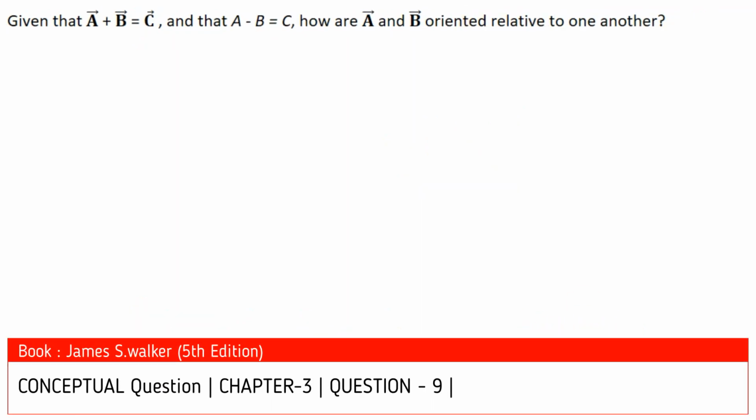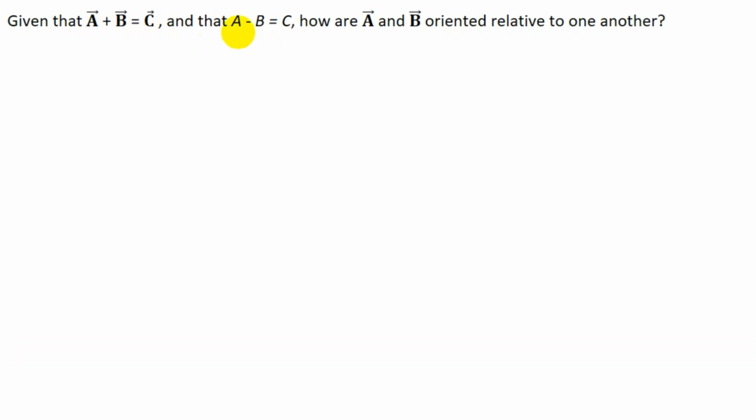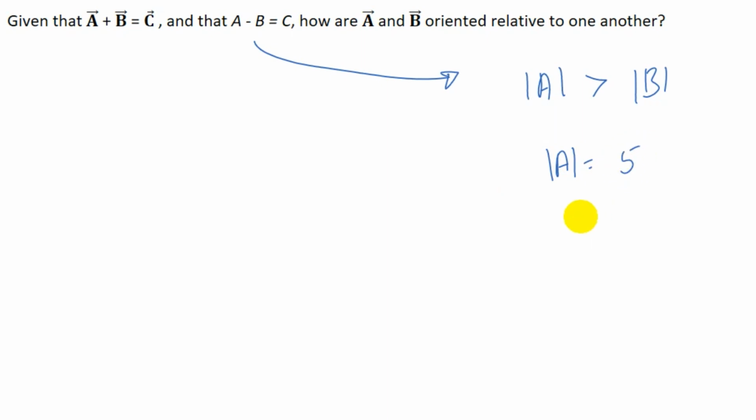So here in this question we are given that vector A plus vector B is equal to vector C, and also the magnitude of A minus the magnitude of B is equal to the magnitude of C. Then we need to tell how vectors A and B are oriented relative to one another. From here we can say that the magnitude of A is greater than the magnitude of B. Suppose the magnitude of A is 5 units and the magnitude of B is 2 units. So the magnitude of C would be 5 minus 2, which is 3.